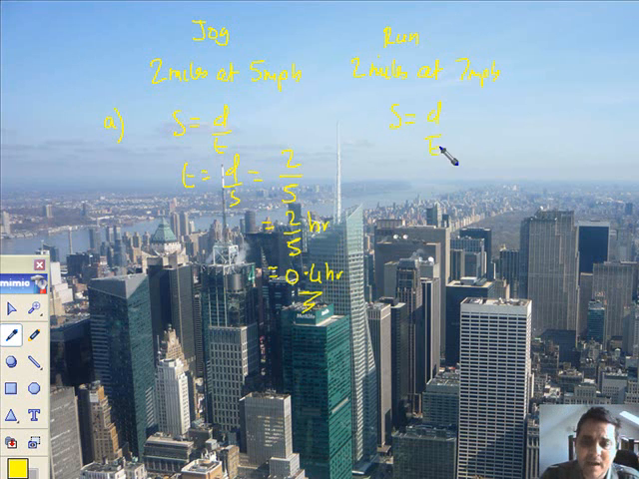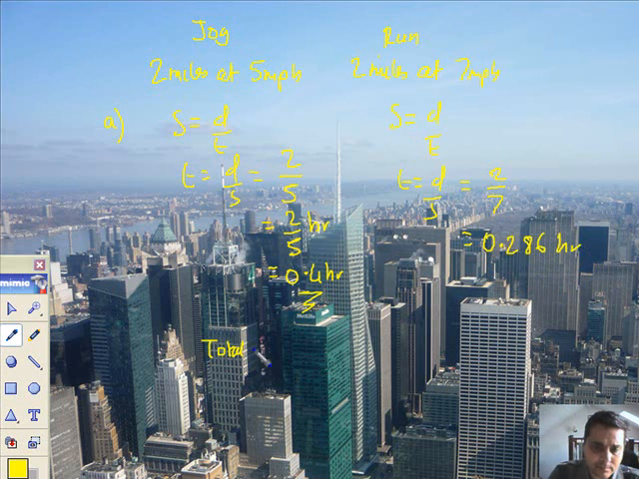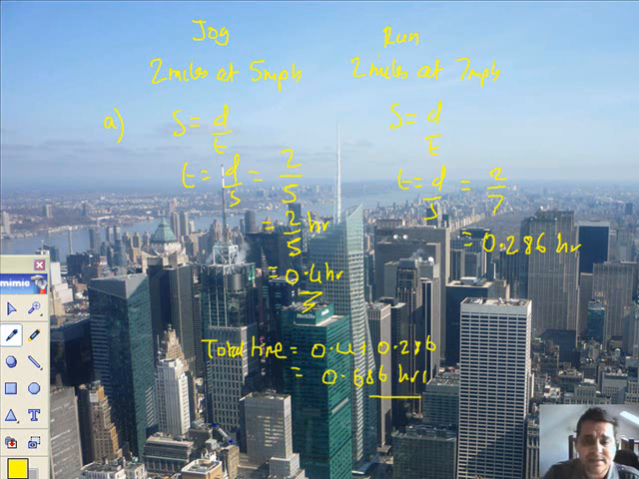Well, speed equals distance over time, so time equals distance divided by speed, showing the numbers. Distance is 2 over 7. Let's put that into a decimal as well. So 2 divided by 7 gives us 0.286, rounding to 3 decimal places, 0.286 of an hour. So total time is going to be 0.4 plus 0.286 gives us 0.686 hours of running.